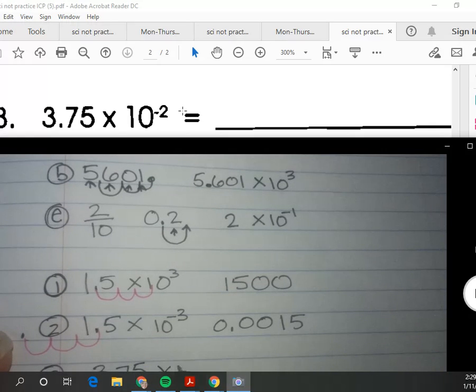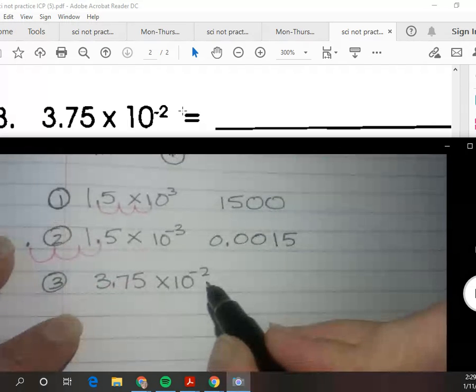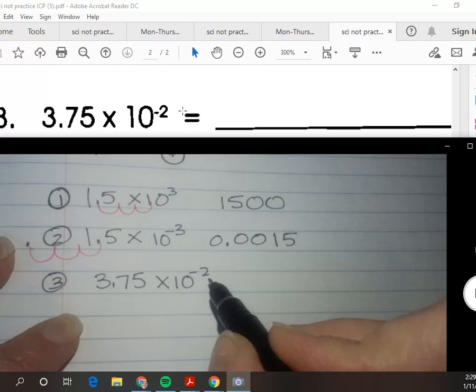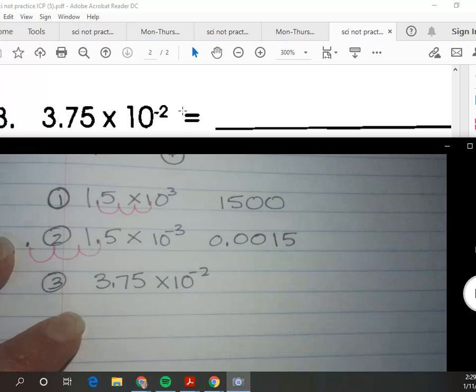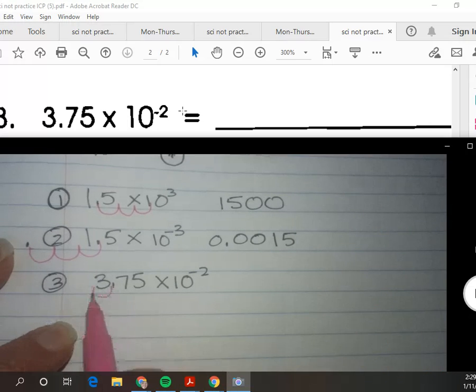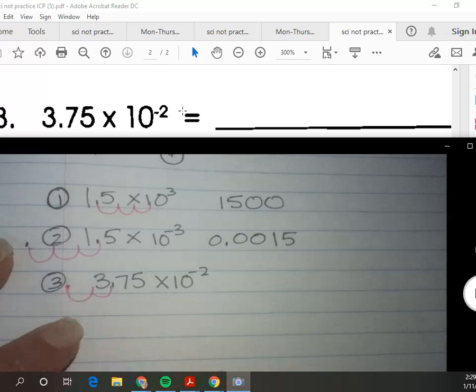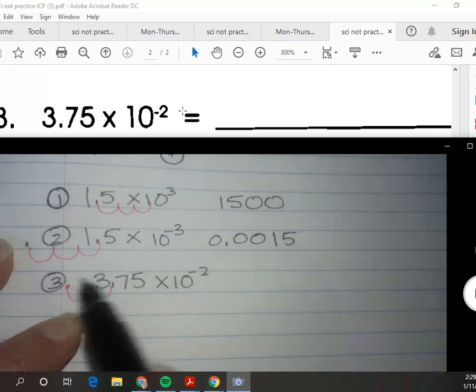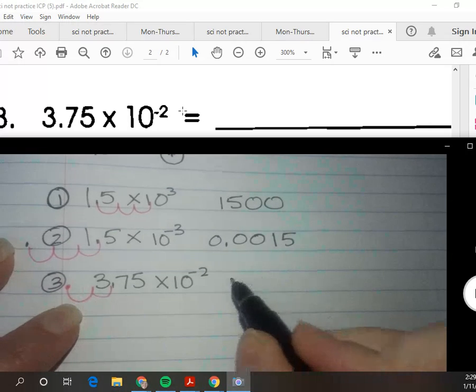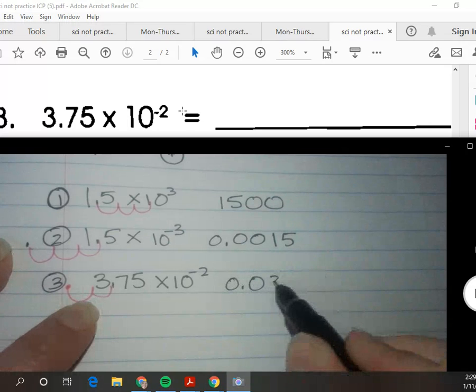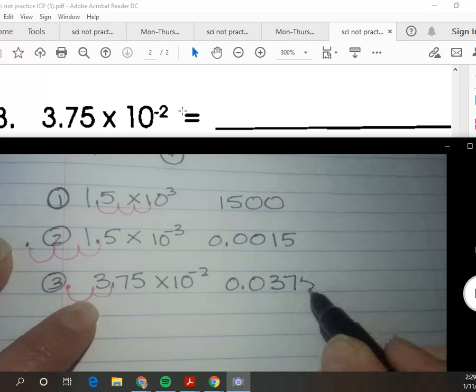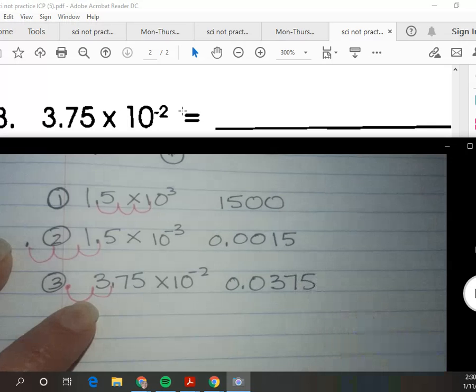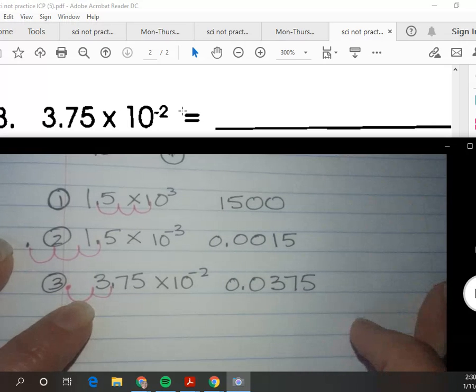3.75 times 10 to the -2. Is this a big number or a little number? It's a little number, so I'm going to move my decimal point 1, 2 spaces to make it a littler number. I have 1 placeholding 0 there, so I'm going to have 0, 1 placeholder. Okay. All right.